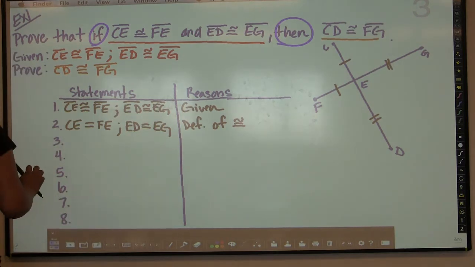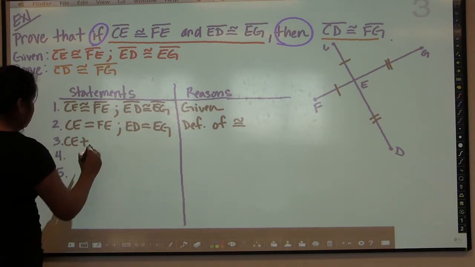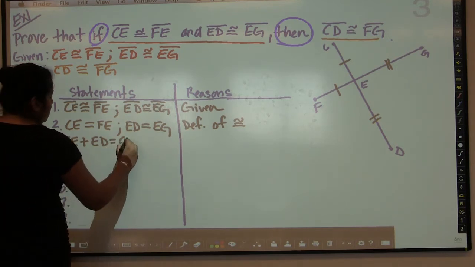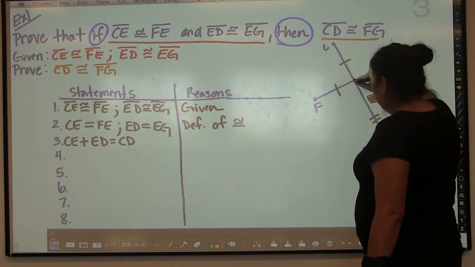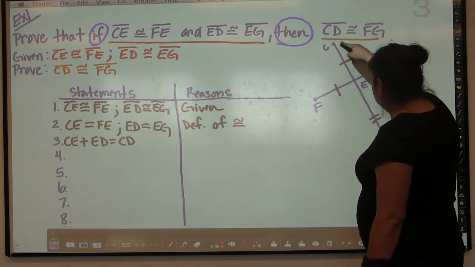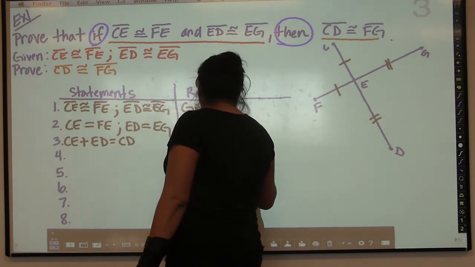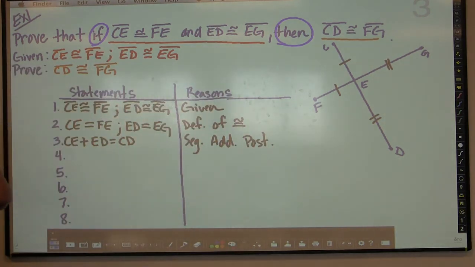Okay, and now is where it starts getting more interesting for us. We're now going to use the segment addition postulate, which we just talked about earlier. And we're going to say that CE plus ED is equal to CD. So all I'm saying here is that the distance from C to E added to the distance from E to D will equal the distance from C to D. That's basically the segment addition postulate in a nutshell right there. Segment addition post, abbreviating here.